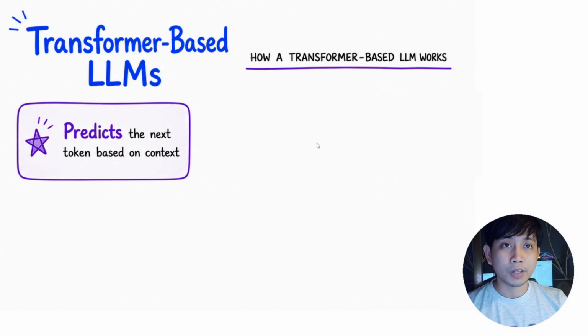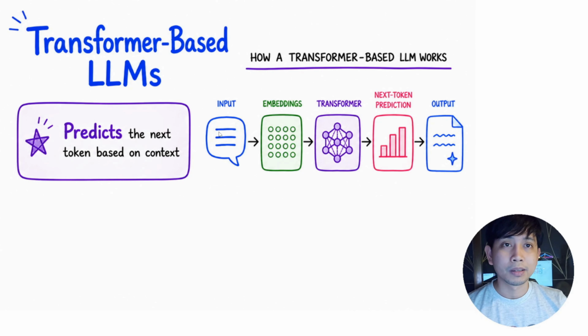Moving on, the process starts with your input text. Your input text will then be converted into tokens, and your tokens will then be converted into embeddings. Embeddings are numerical representations that capture the meaning and the relationships between words and concepts. These embeddings will then flow into the transformer, and the transformer is the core model that analyzes the context of the tokens, the grammar, the meaning, the relationships, and patterns learned during the training.